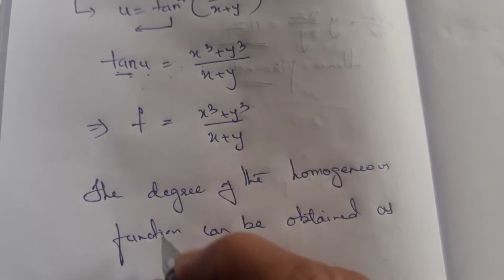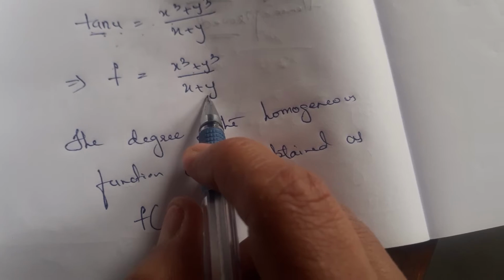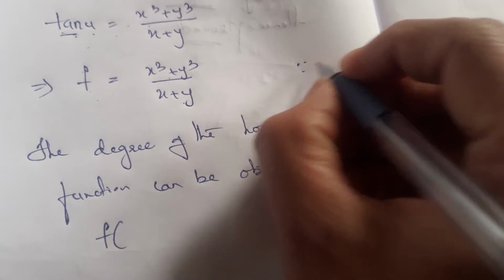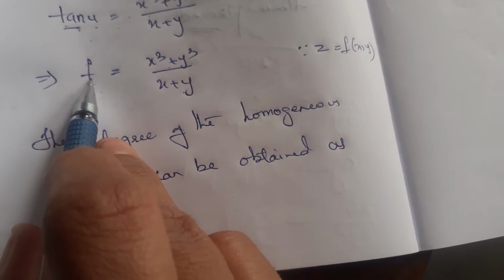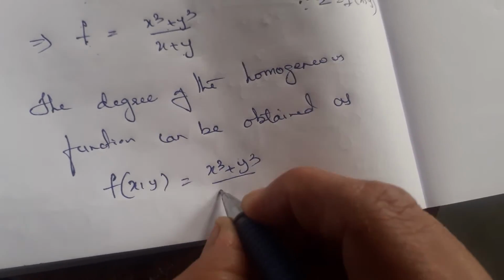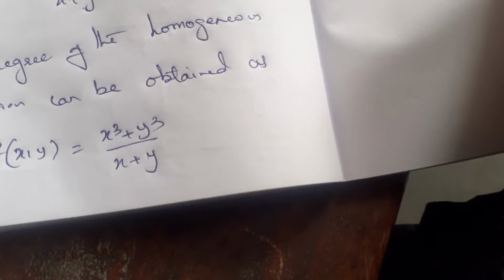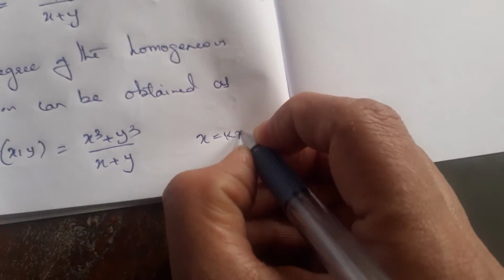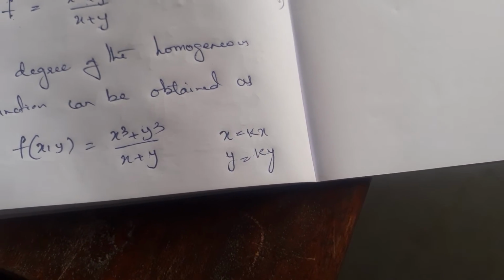First of all, what is our equation? f equals (x cube plus y cube) by (x plus y). This is the function, as in Euler's theorem where z equals f of x, y. So f(x, y) equals (x cube plus y cube) by (x plus y). For checking homogeneity, what you have to do is substitute x equals kx and y equals ky.